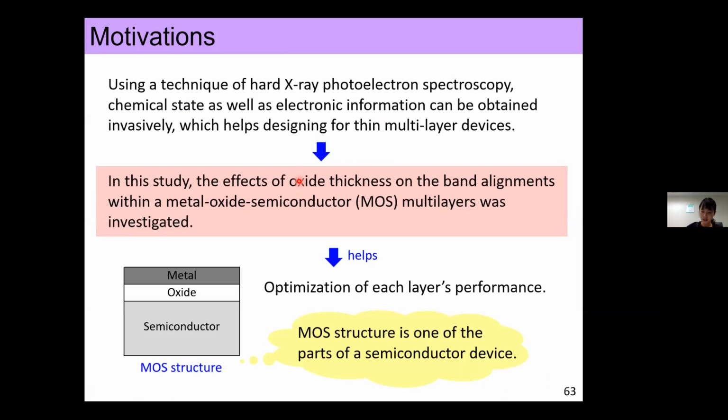Their research motivation is that using the technique of hard X-ray photoelectron spectroscopy, chemical state as well as electronic information can be obtained non-destructively, which helps in designing thin multi-layer devices. In this study, the effects of oxide thickness on the band alignment within metal oxide semiconductor, MOS, multi-layers were investigated. MOS structure is one of the semiconductor devices. This technique will help optimization of each layer's performance.